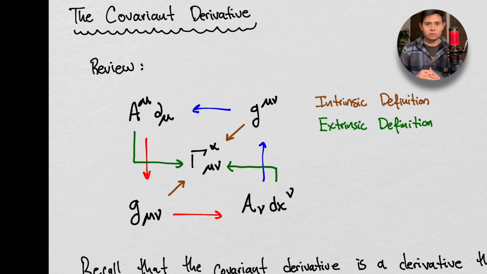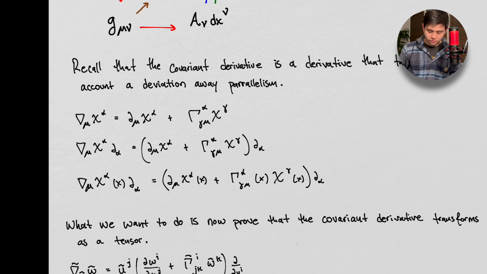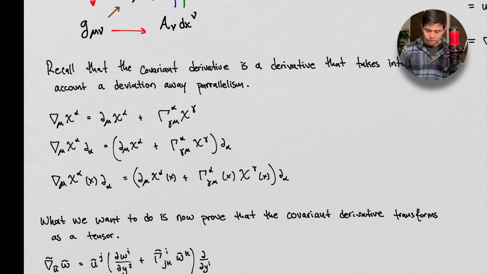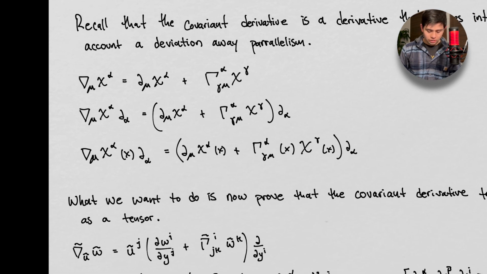Recall also that the covariant derivative is a derivative that takes into account the deviation away from parallelism. What it really tells us is how something changes as it traverses some manifold. That change is a change from parallelism. And this is what we came up with last time. This is our covariant derivative, and this is what that looked like.